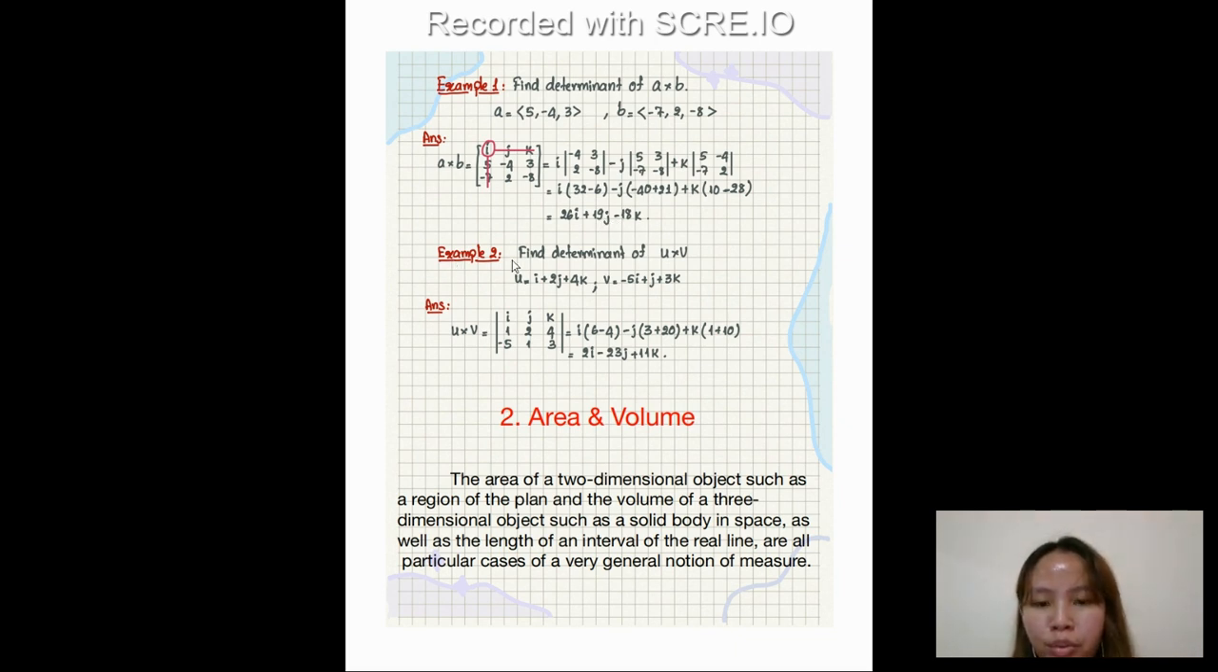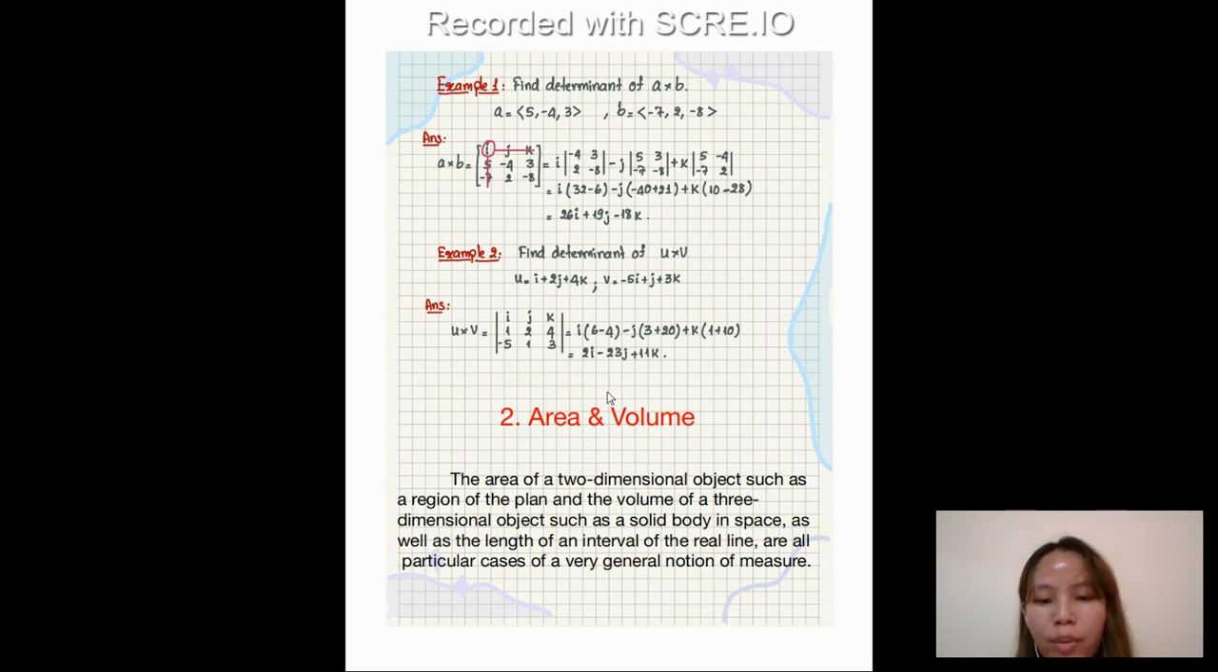And example 2, find the determinant of u cross v, where the value of u is i plus 2j plus 4k, and the value of v is -5i plus j plus 3k. Then we calculate it until we get the result, which equals 2i minus 23j plus 11k.